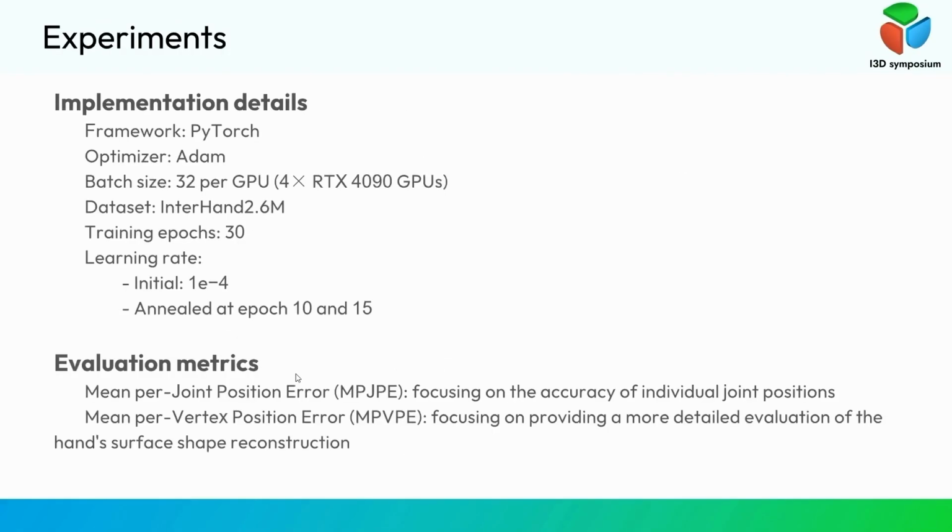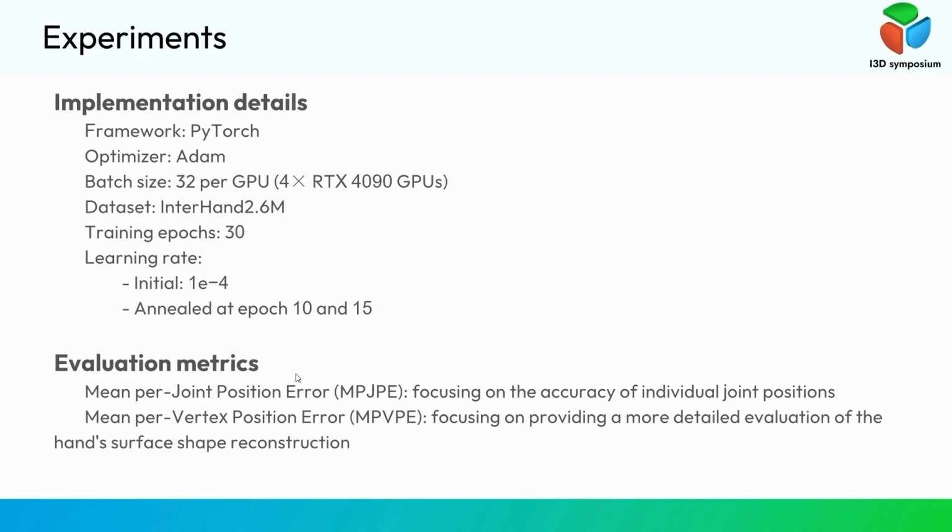The accurate representation of hand dynamics and geometry opens the door to more immersive and intuitive user experiences in these fields. This slide introduces the implementation details and evaluation metrics of the experiment. Firstly, regarding the implementation details, we have presented the implementation specifics in the slide. However, we will not go into further details here. Next, we focus on the evaluation metrics, where we use two key evaluation metrics, mean per joint position error (MPJPE) and mean per vertex position error (MPVPE).